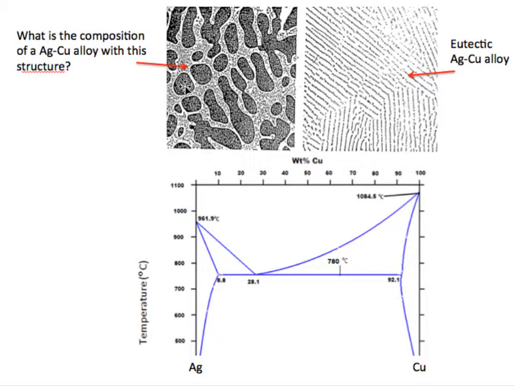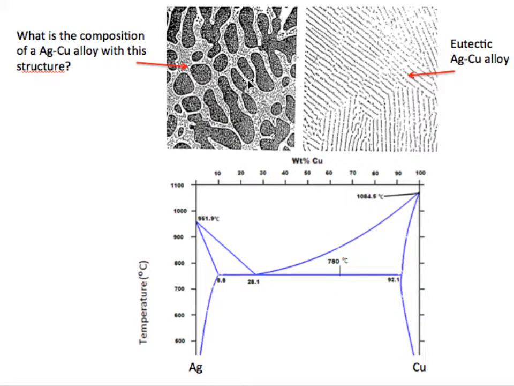To do that, we need to know whether these primary precipitations, these dendrites, and this eutectic, where in the phase diagram are we roughly? Well, are these silver dendrites, so we are in this region, or is it copper dendrites, in which case are we in that region?